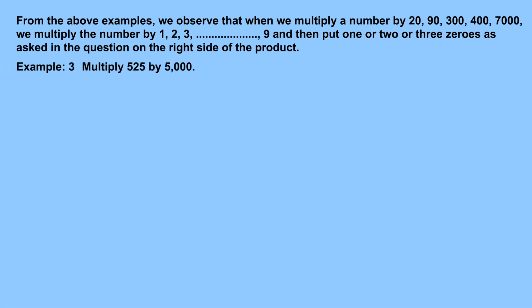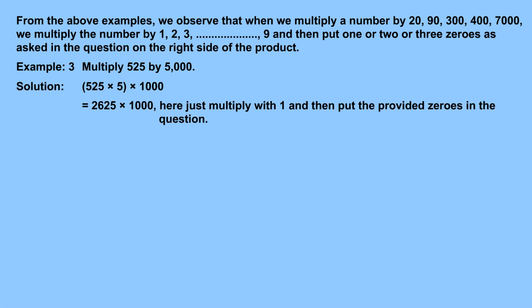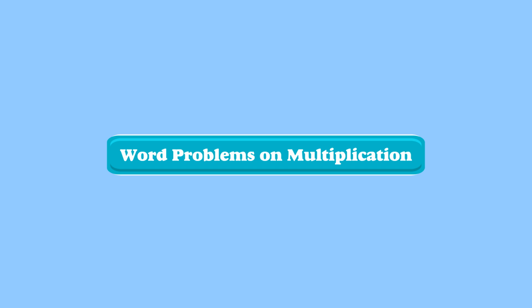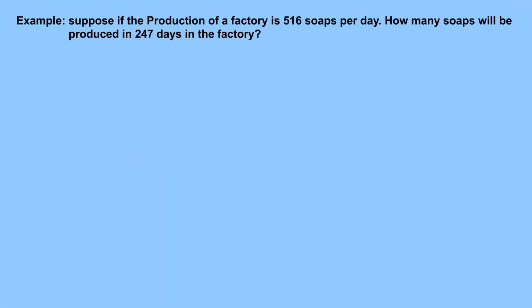Example 3. Multiply 525 by 5,000. Solution: 525 times 5 times 1000 is equal to 2625 times 1000. Here just multiply with 5 and then put the provided zeros in the question, which is equal to 26,25,000.